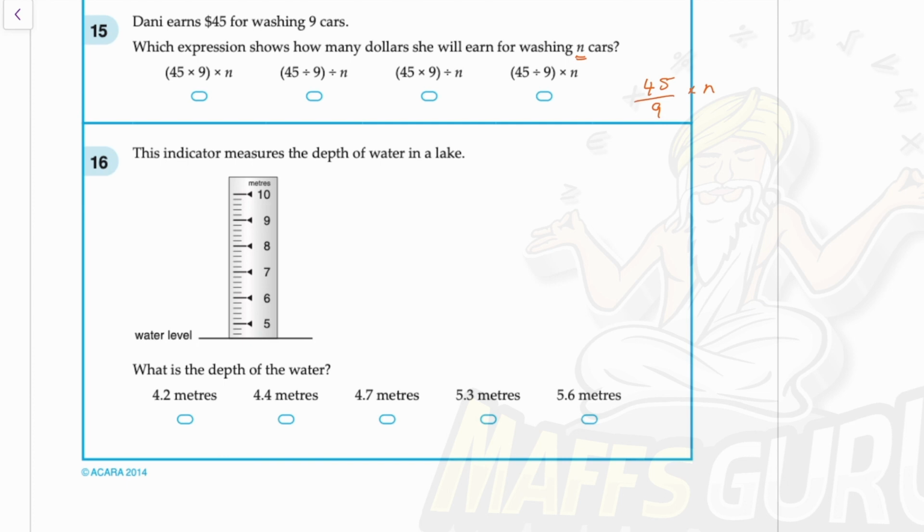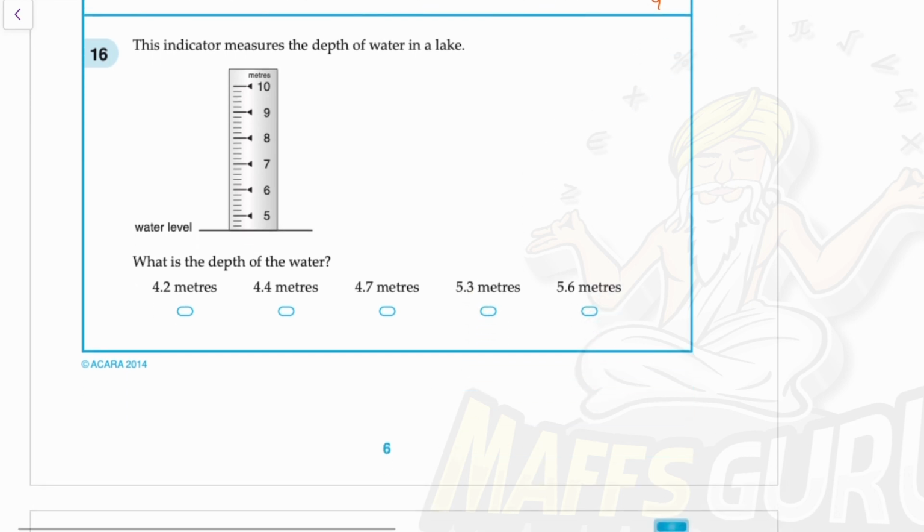So it'd be 45 divided by N, divided by 9 times by N gives me that last answer there. The indicator measures the depth of water in a lake. What is the depth of the water?